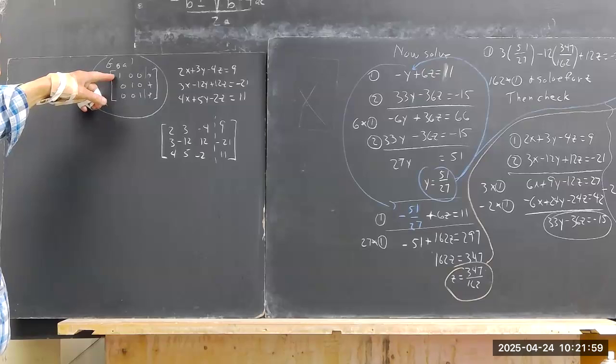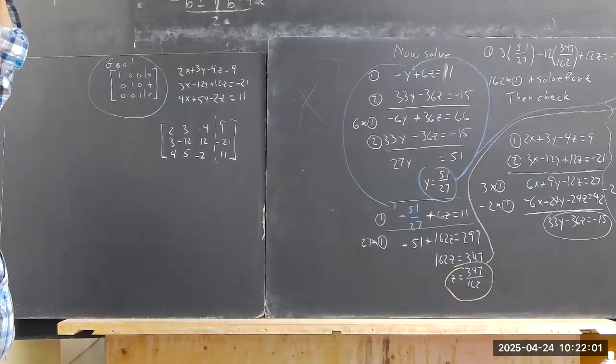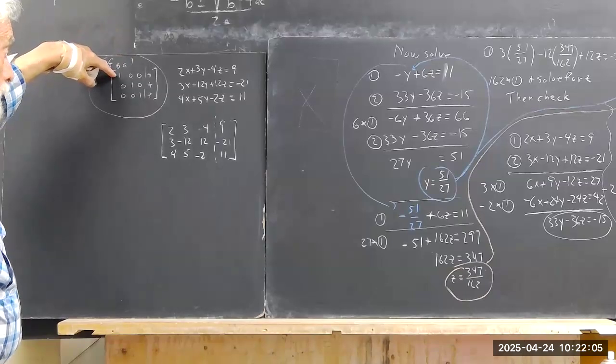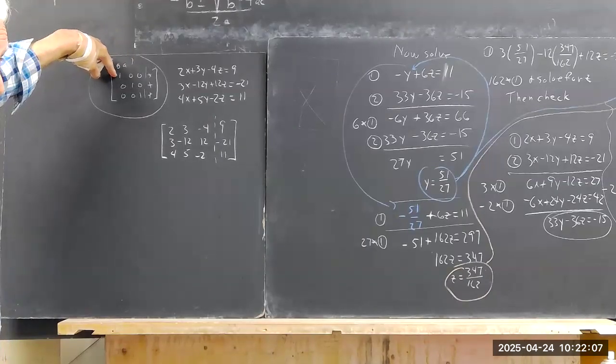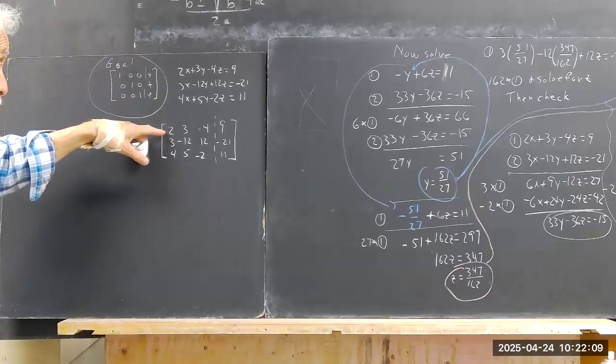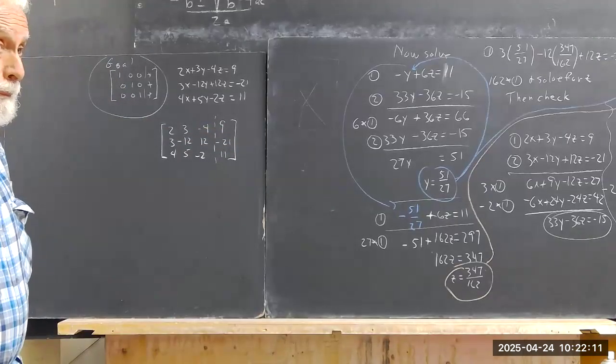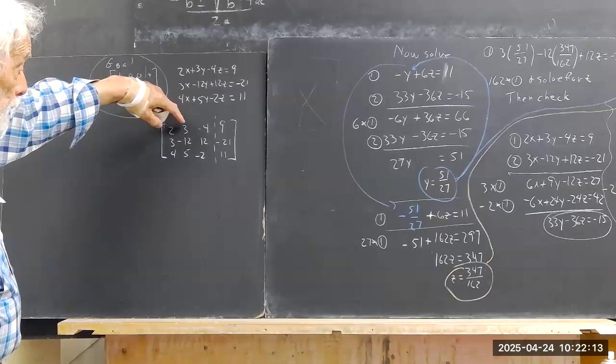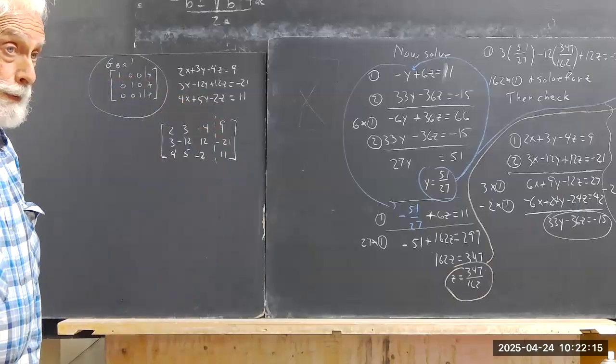Well, I want a 1 in the first column. You know, I could get a 1 in the first row, first column, upper left, right? I could just divide the first equation by 2. Then I'd have a couple of fractions. I'd have 3 halves and I'd have 9 halves.